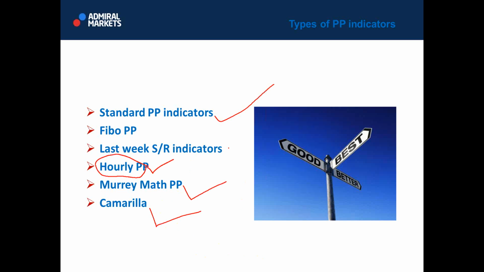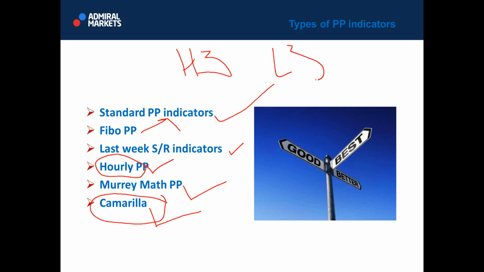Last week's support and resistance indicators are only valid if you are trading higher time frames. Fibonacci pivot points are more or less standard pivot point indicators, but they have Fibonacci levels plotted in. And the only indicator which gives you breakout levels is Camarilla. The only indicator which tells you now go short is Camarilla. The only indicator which tells you now you go long is Camarilla. Okay?